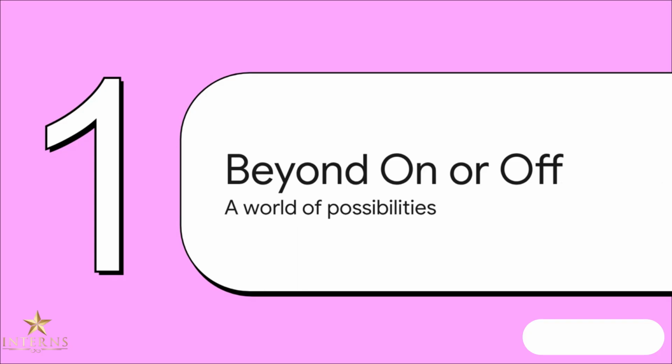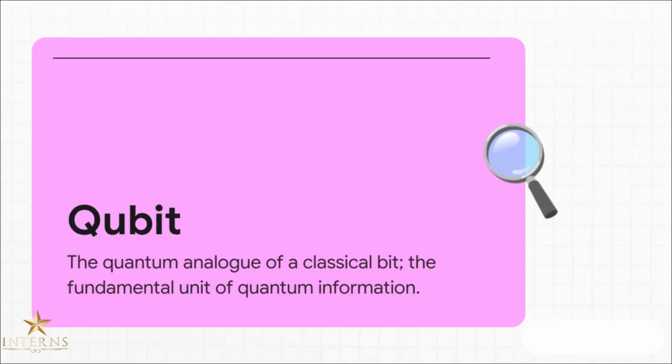Now that we've got that basic idea, let's leave that simple on or off world behind us and step into the strange, wonderful, and frankly, much more interesting realm of the qubit. So what is a qubit officially? The textbook definition says it's the quantum version of a classical bit, the basic unit of quantum information. But that simple definition hides a whole world of complexity and power. It's not really what it is that's so amazing, it's what it can do.